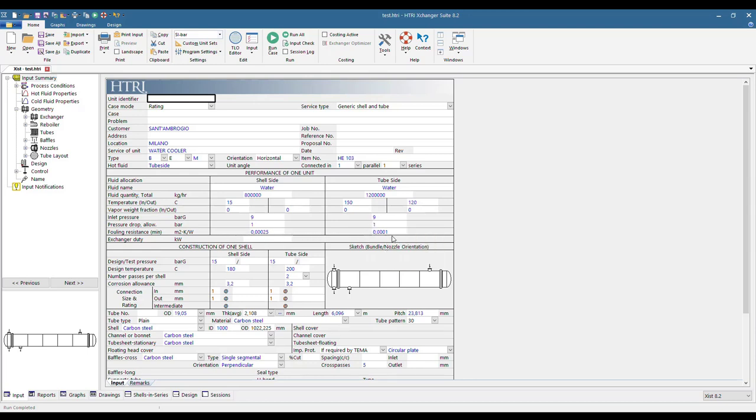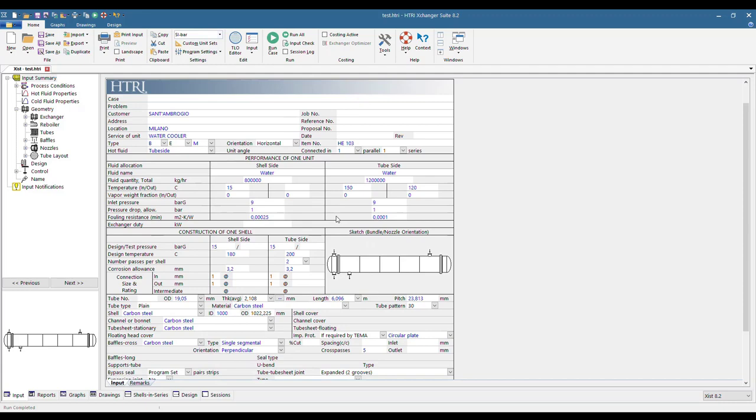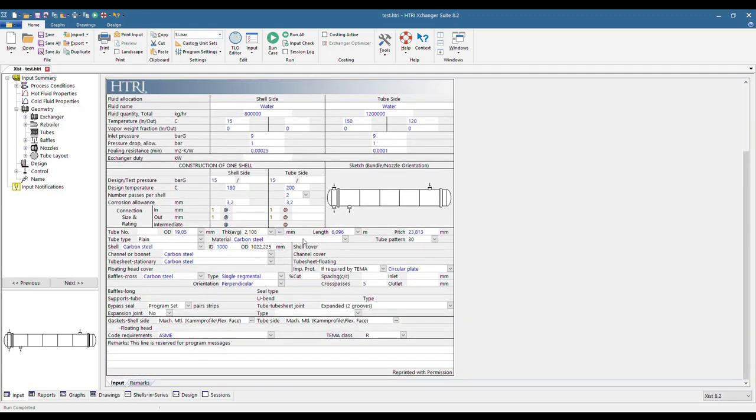These are the fouling factors. Probably these low fouling factors are due to the fact that this is processed water, while this is cooling water taken from the sea, from a river, I don't know. Well, let's see what has been decided, what has been provided in this design.